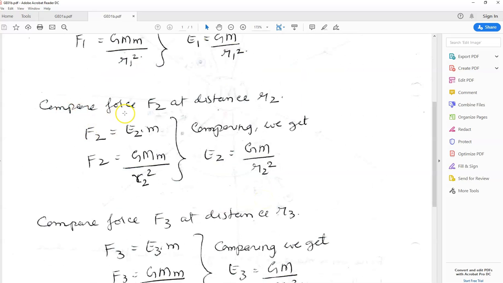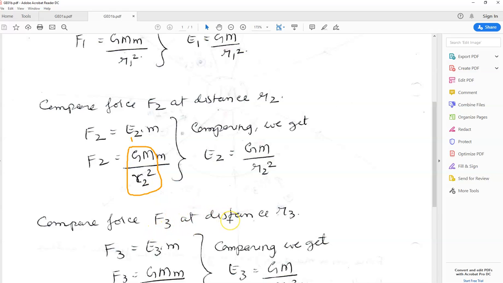Now compare with the force F2, that is the force acting on the mass when it was at a distance of r2. F2 is equal to E2 m, and E2 is the gravitational field strength at the distance of r2, and according to Newton's law we get F2 is equal to G M m by r2 squared. So when you compare these two, you can find that E2 must be equal to GM by r2 squared.